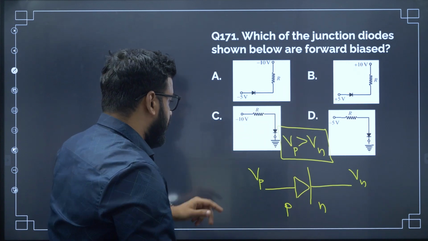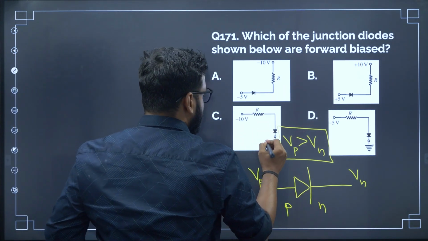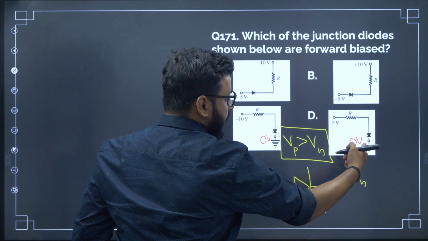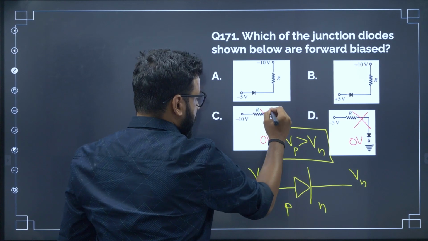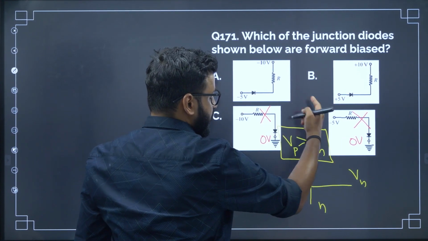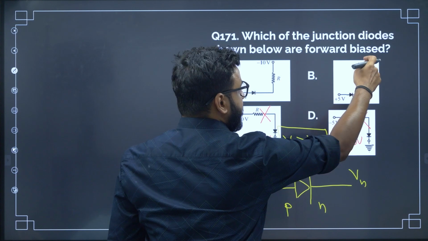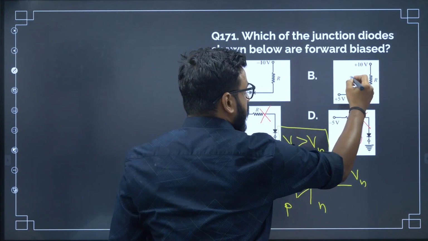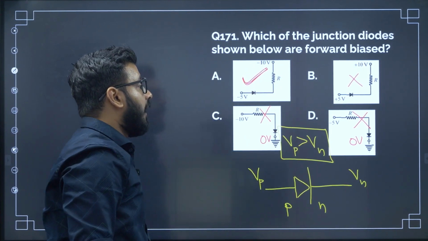Look at all of this. Earth means it's a zero potential. So 0 volt, 0 volt. So N side is connected to higher potential. This is not possible. Here also N side is connected to higher potential. 0 is greater than -10. 0 is greater than -5. Not possible. N side is connected to 10. P side is connected to 5. Again, N side is connected to higher potential. Not possible. So therefore, the correct answer is option A.